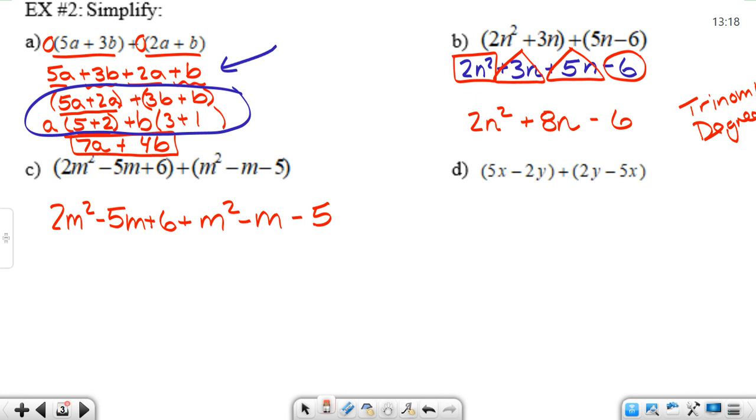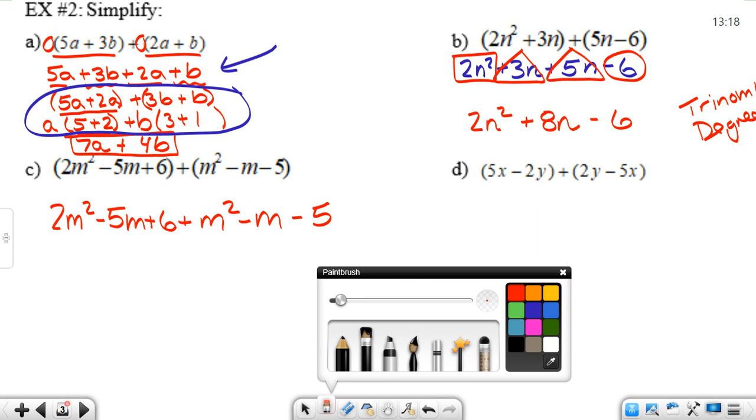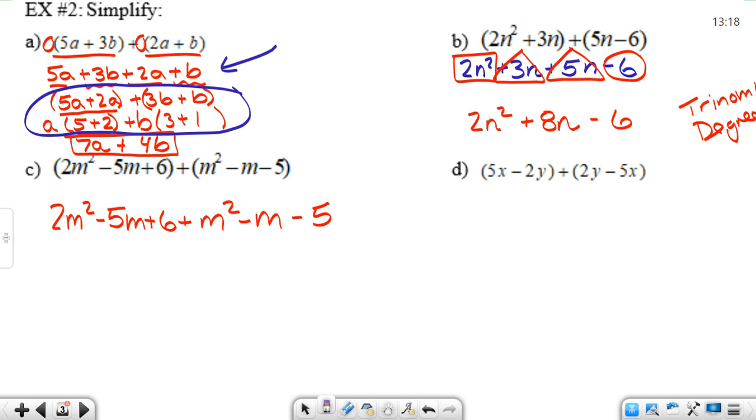Now, I like to show you guys a lot of different ways that you can approach this. So another maybe a little bit easier way, for those of us that are really good at adding and subtracting in our head, is that we can start with the highest power, which is 2. And I can say, okay, 2m squared, I'm going to cross that out, and m squared. I know that those add to 3m squared. 2m squared plus m squared is 3m squared.